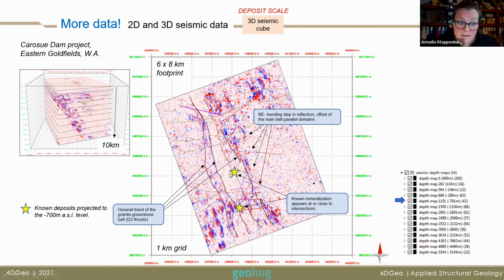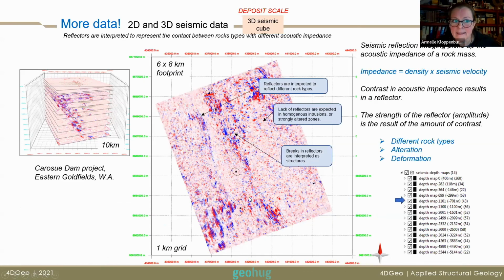The yellow stars here are the known deposits projected to that level. And to me, it's impressive that you can see on this depth slice alone a wealth of information on trends, continuities, discontinuities, and cross-cutting relationships. Okay. And the seismic reflectors are interpreted to represent contacts between rock types with different acoustic impedance.